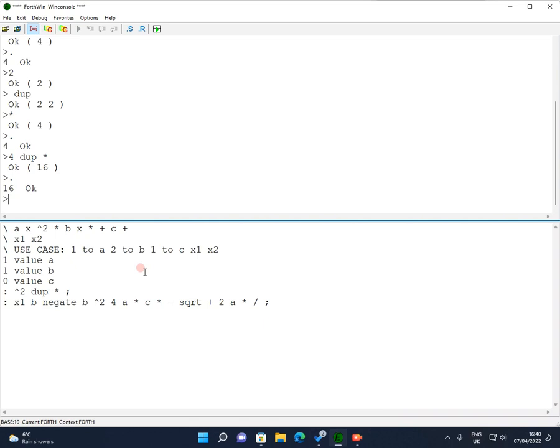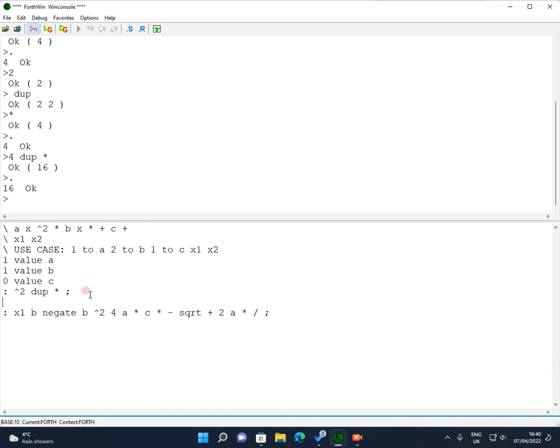Strictly not needed, but it helps. Right, so we have that, and now we get onto something quite interesting. How do we calculate the square root?